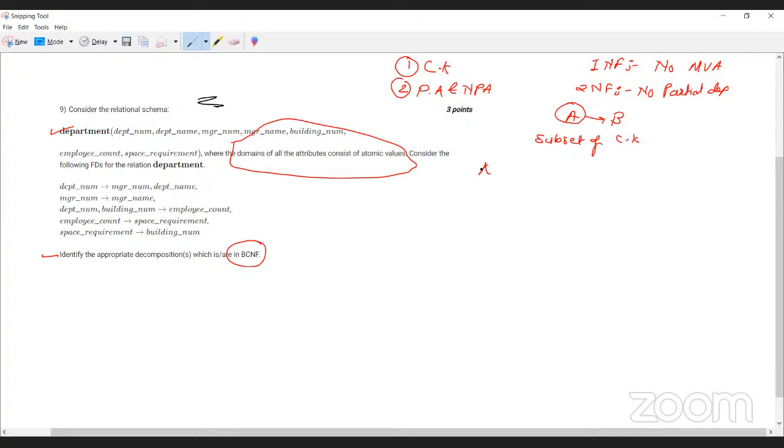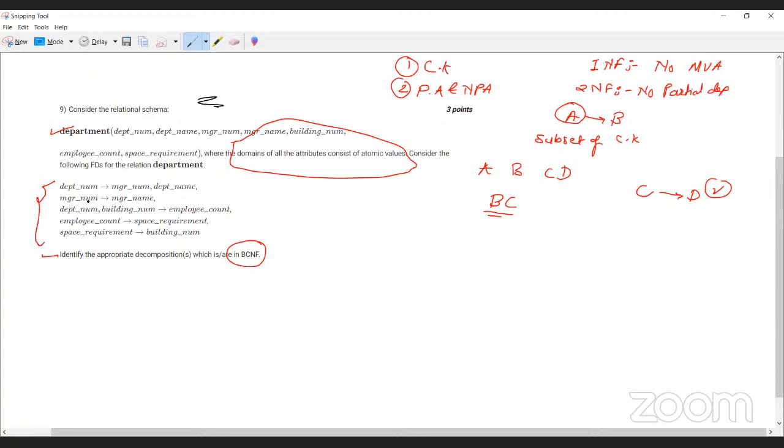For example, there are four attributes A, B, C, D in the relation, and BC is the candidate key. If C is determining the non-prime attribute, that is D, since C is a subset of the candidate key, this is a partial dependency. So my relation is not in 2NF if partial dependencies are present. First find the candidate key, then the prime and non-prime attributes, and check whether any functional dependency has a partial dependency.